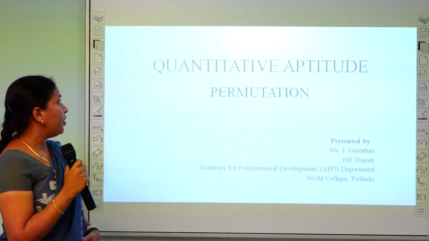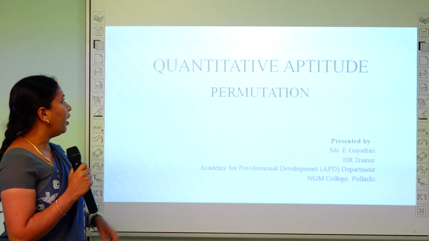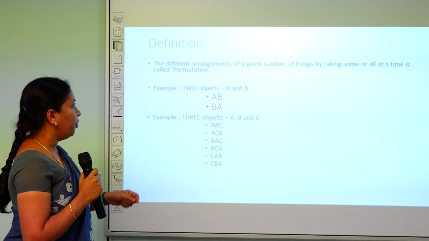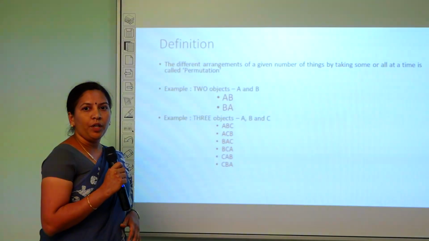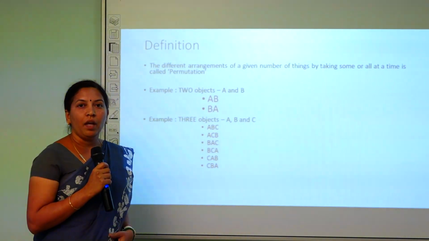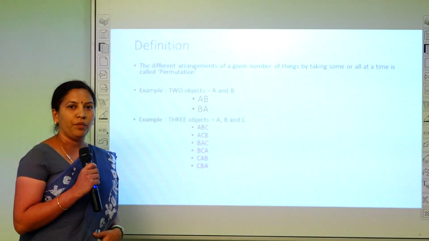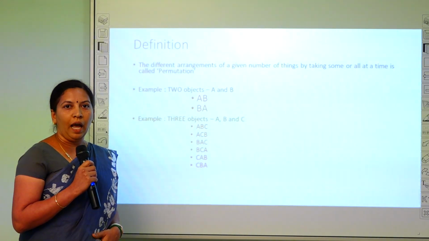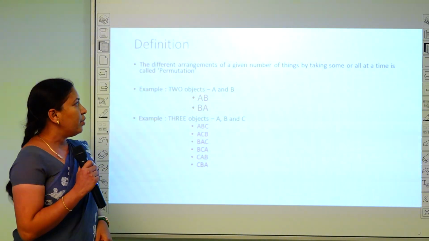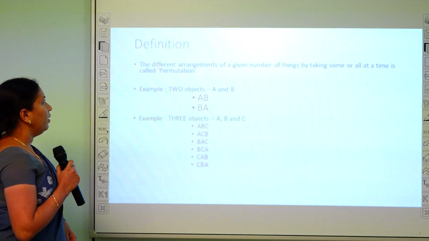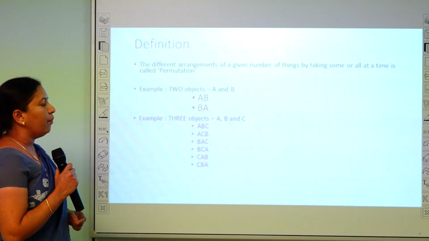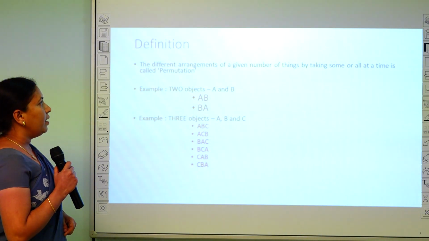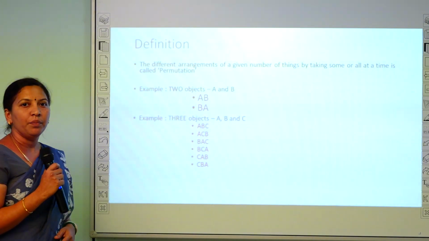Today we are going to see a very important topic, permutation from quantitative aptitude. It's a very important topic for any competitive exam, or if you're going for any corporate interview exam. So definitely you will have a question from this topic. First we'll see the definition for permutation. The different arrangements of a given number of things by taking some or all at a time is called permutation.